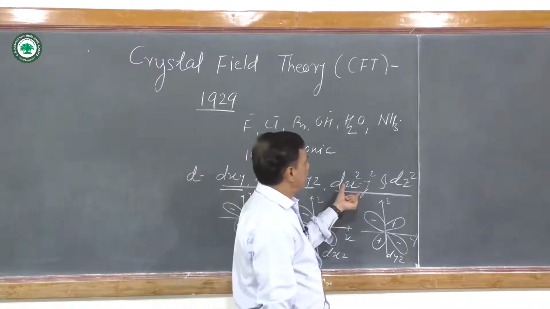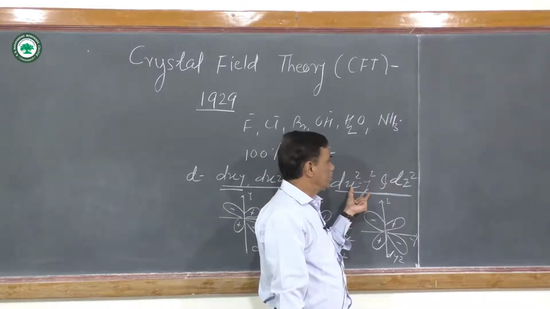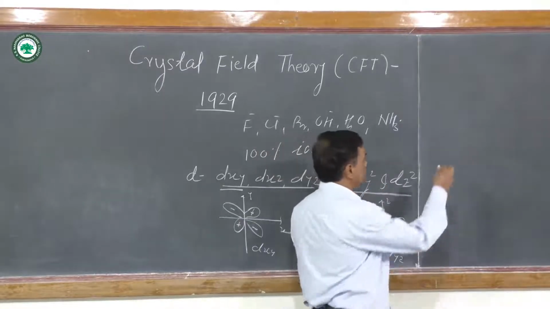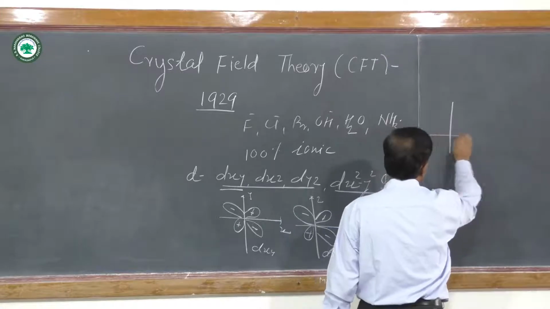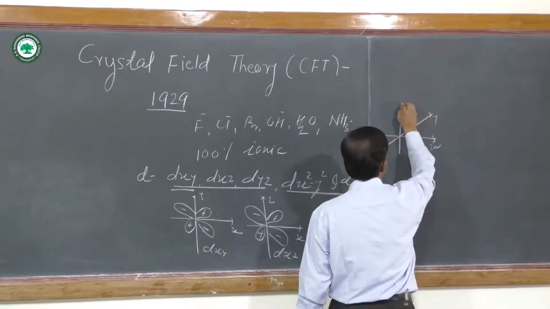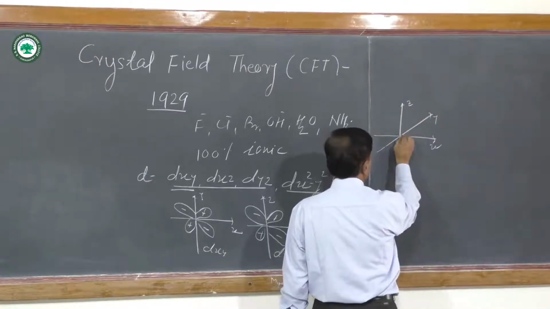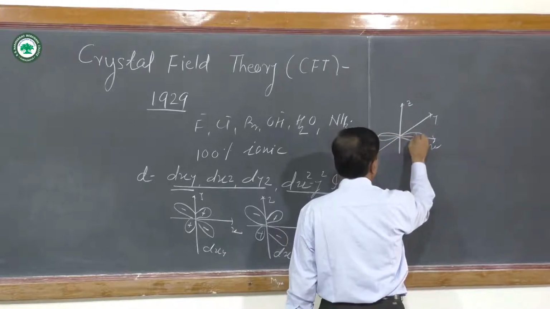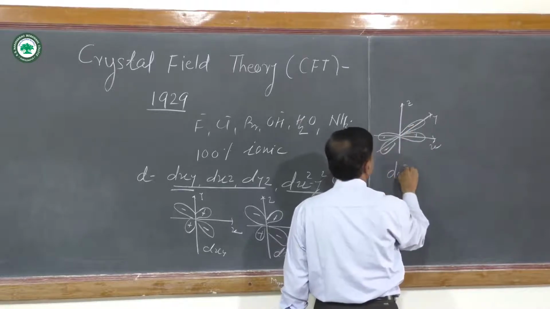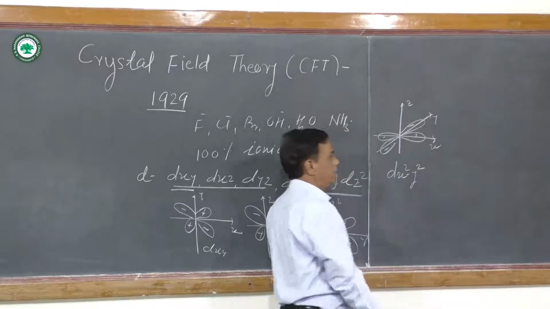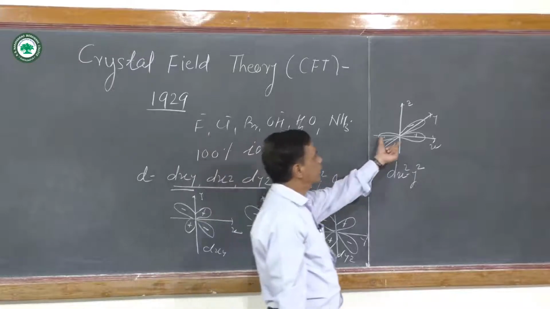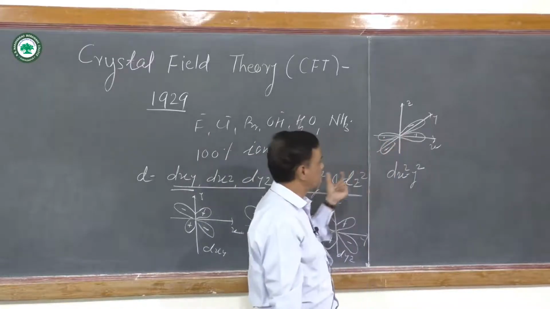If you consider the remaining 2 d orbitals, one is dx square minus y square and the second is dz square. These orbitals lie along the axes. Suppose this axis is the x-axis, this one is the y-axis, and this is the z-axis. Then along the x-axis, there positive, positive, and here negative, negative, and this is called dx square minus y square. And their lobes lie along the axes. Here dx square minus y square lies along the x-axis and y-axis, and their shapes are dumbbell shape.